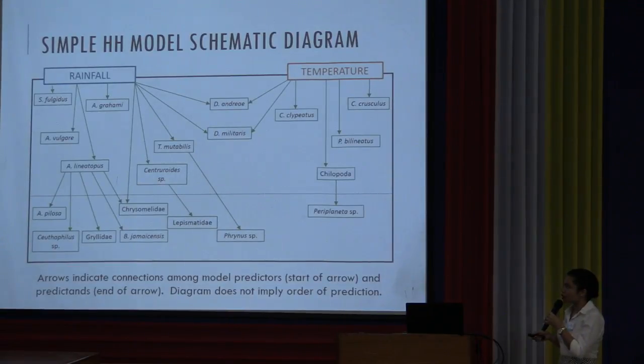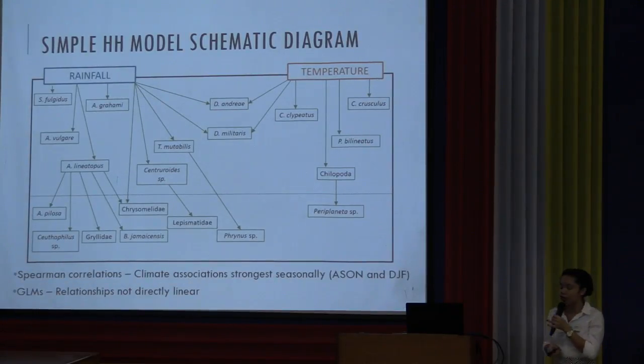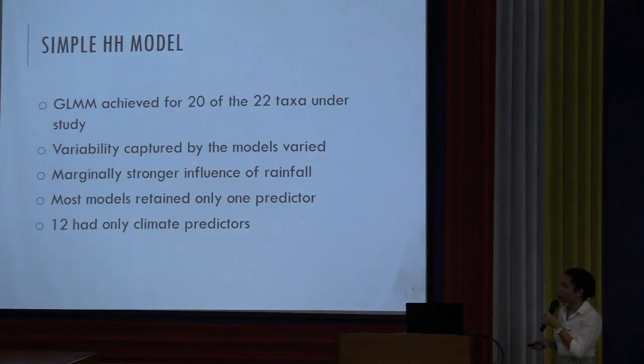Now, another thing to note is that we did not assume that it means Anolis lineatopus is eating the solpugids, or the lizards are eating the solpugids. That's not what we assumed. We assumed that in some cases that might be the case, there might be a predator-prey interaction, but in some cases there may also be a situation where two species just need similar conditions, and that's perfectly fine. The relationships were also not found to be perfectly linear. The other thing we found is that there is a stronger influence of rainfall on almost all organisms.